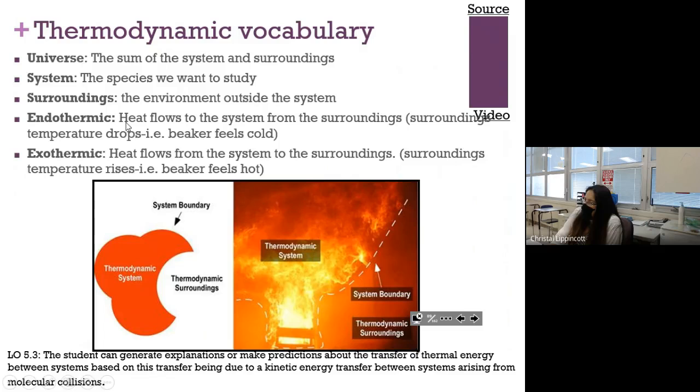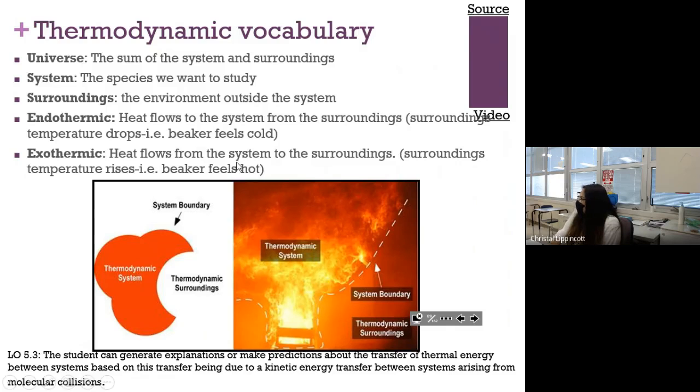Endothermic: heat is going to flow to the system. You're going to take heat from a source, from the surroundings, and store it in chemical bonds. We're transferring energy here. Because you're pulling heat from the surroundings, it's going to feel cold to you. So these are the ice packs. When you break an ice pack and it gets cold on you, that's an endothermic reaction.